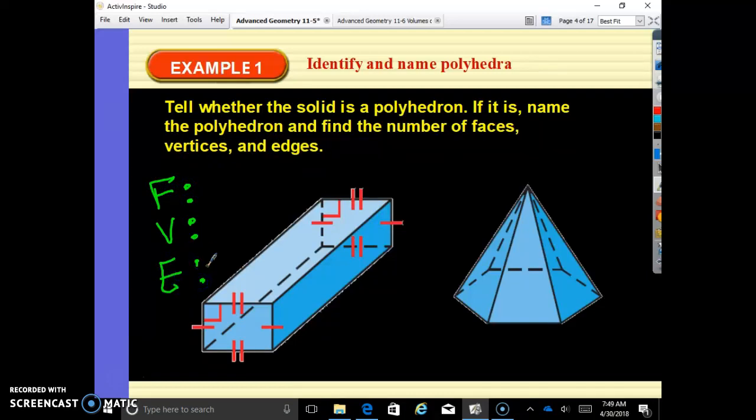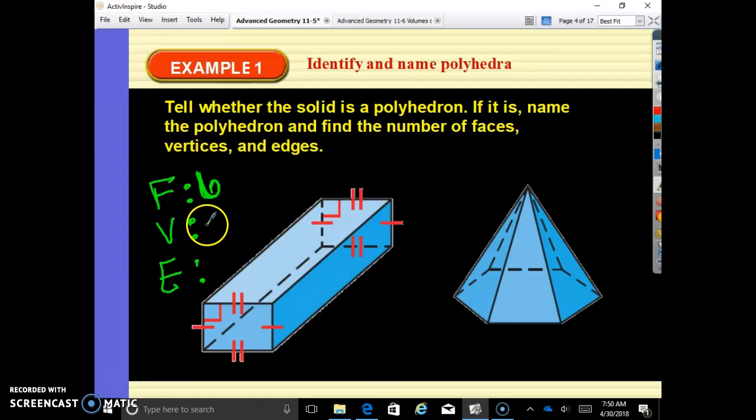Vertices and edges. What do we know about our faces, our vertices, and our edges? Take a second to look at this, write it down, and then I'm going to call on someone. Faces, vertices, and edges. How many sides does this have? 6. It has the 4 faces plus the 2 bases, which is a total of 6 faces. They count the bases as faces also, guys.